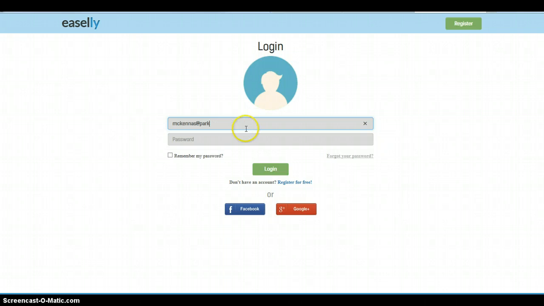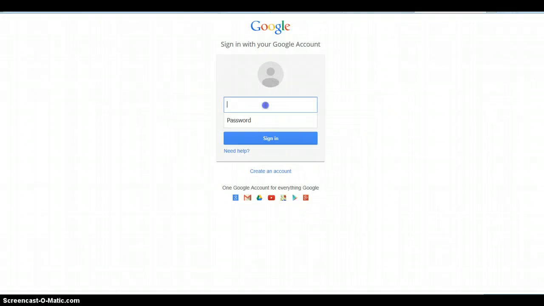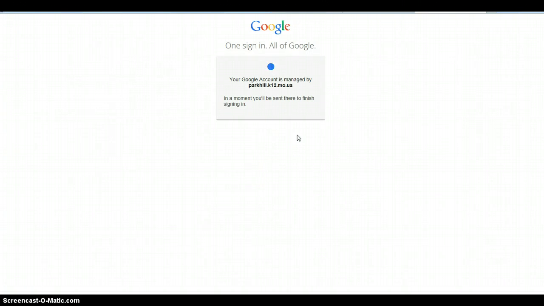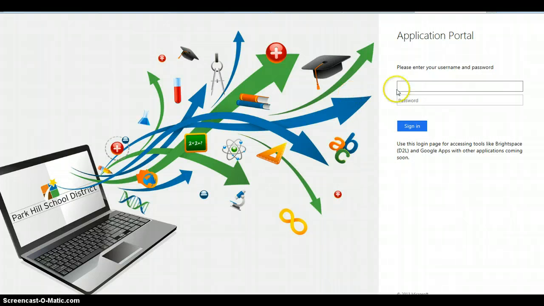Oops. And I forgot to go to Google. Sorry, Google Plus. Then I'm going to log in. And you can see that Google is going to take you through that. You will have to then sign in through the application portal.